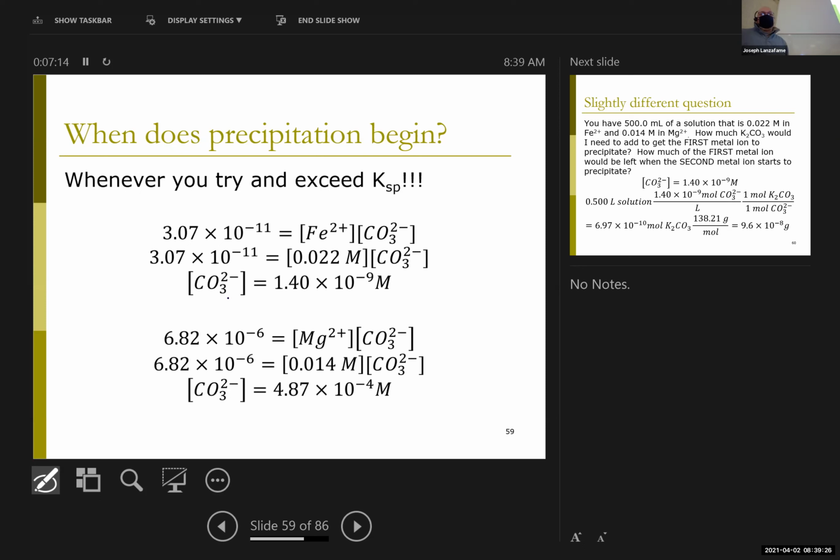On the other hand, nothing happens to the magnesium until the carbonate concentration gets to 4.87 times 10 to the minus 4. And so I do have a big gap between when the iron starts to precipitate and when the magnesium is going to start to precipitate.